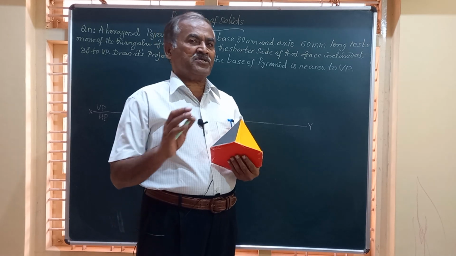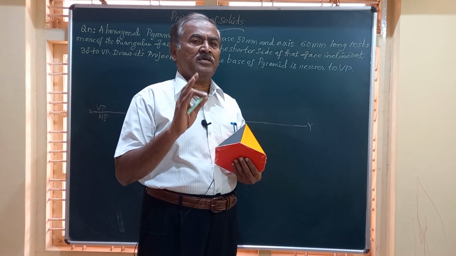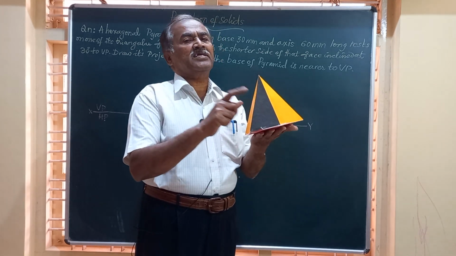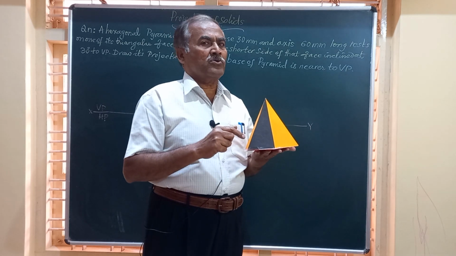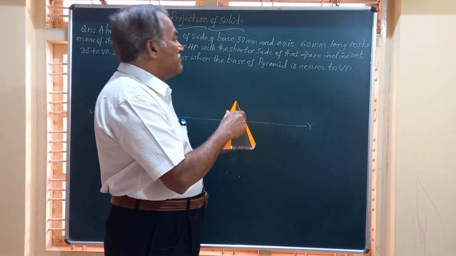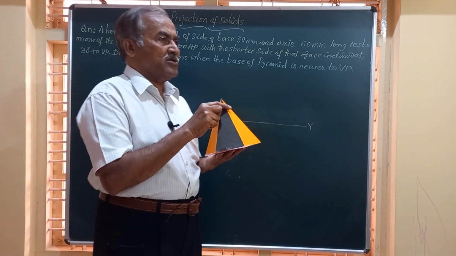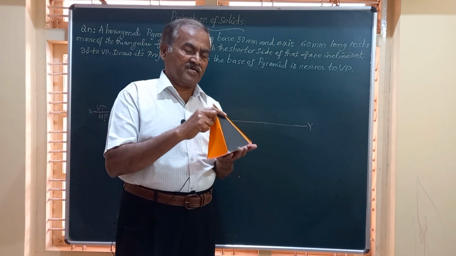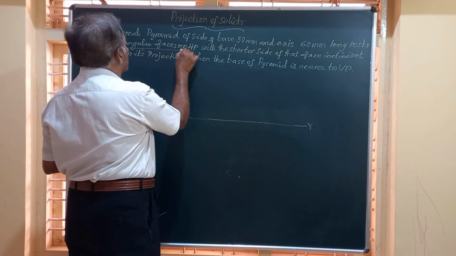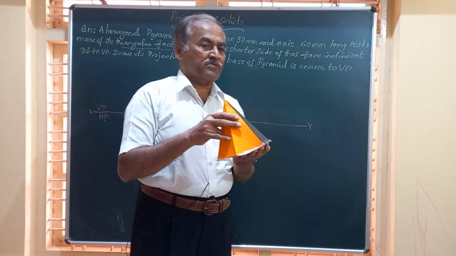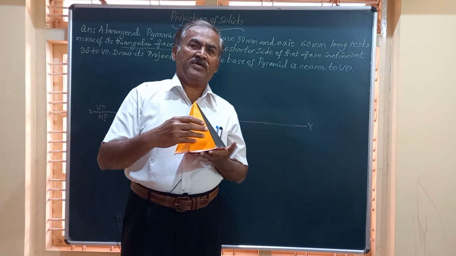So friends, first of all you have to note down the salient points in the question. First of all, it is a hexagonal pyramid. That should come to your mind. It has a base side of 30 mm and height of 60 mm. It rests on one of the triangular faces on HP. So this pyramid has to rest on one of the triangular surfaces.